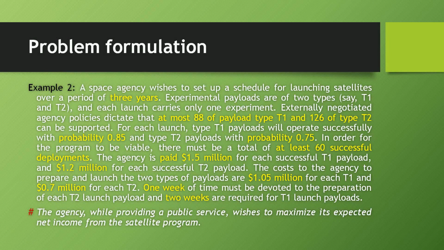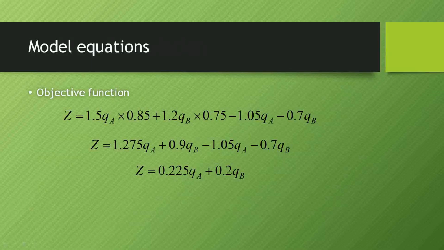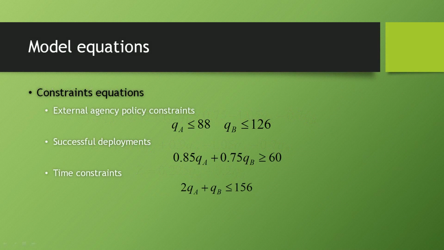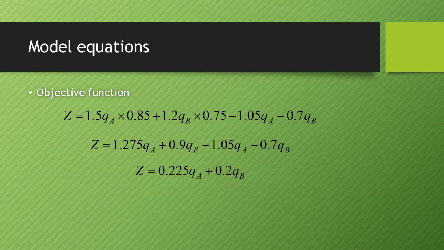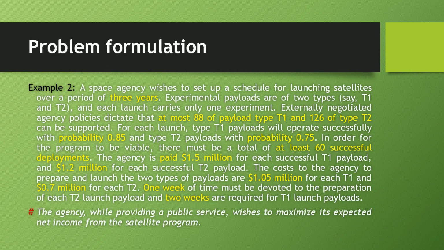Those who have already developed their equations, they can forward them. Okay, these are the equations which we have developed. But we will develop these equations again. Let us first develop our objective function. So here you can see the agency is paid $1.5 million for T1 payload and $1.2 million for T2 payload.